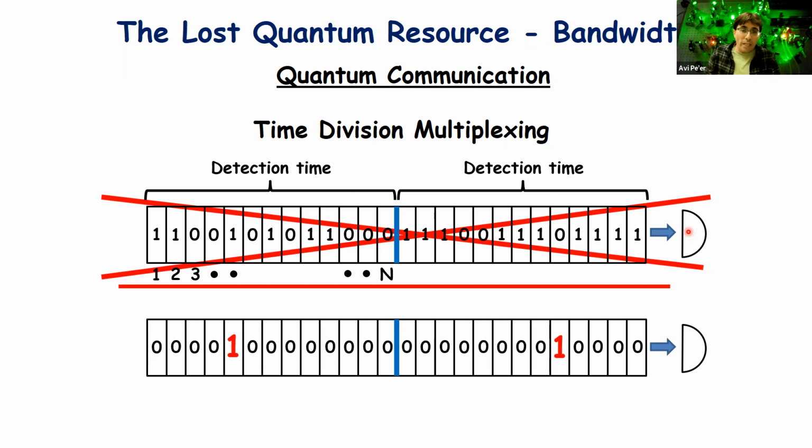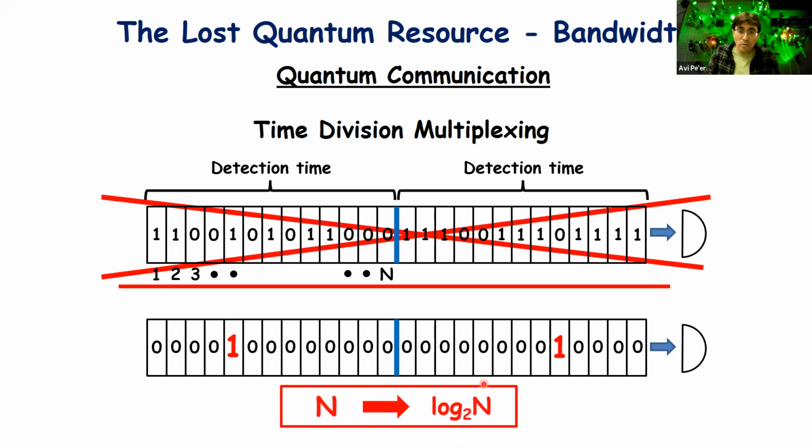It's just a way to measure which time bin the photon is in. And then you have a little bit more information than just one bit because you know where the photon was. So you can make log 2 of n bits out of this. But the point is, look how much you lost.